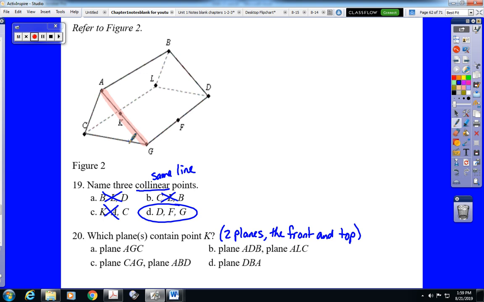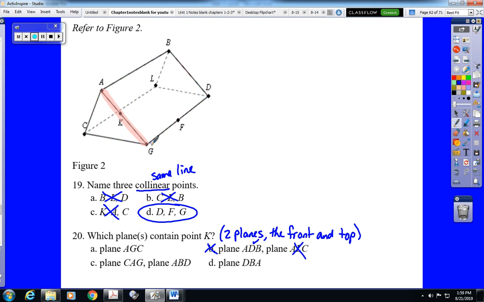Chances are good we're not going to answer with A or D. So let's look at B. Plane ADB is the top. K is on that plane, so that works. And then ALC, well, that's the back. K is not on the back. So B is eliminated.